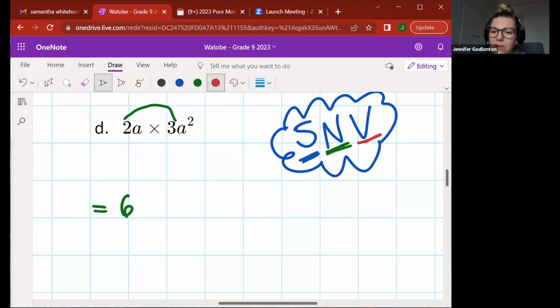Then we look at variables. If we have different variables, we have to look at each of our variables separately. In this case, we've just got a's. So this a, at the moment, doesn't have an exponent, but if there isn't an exponent, there would be a 1. So we have a, and then we've got 1 plus 2, which gives us 3. And so our final answer is going to be 6a to the power of 3.